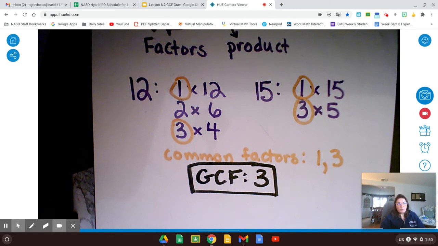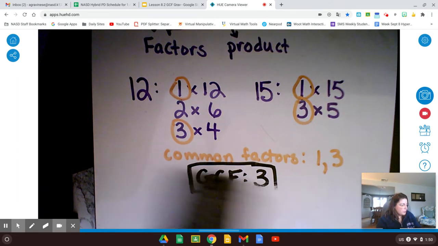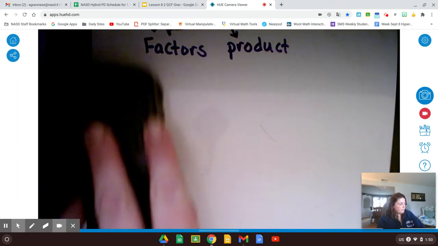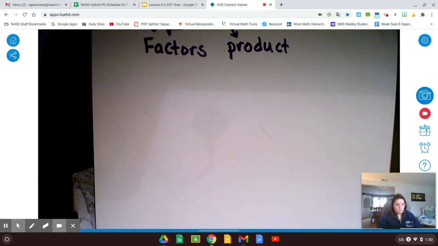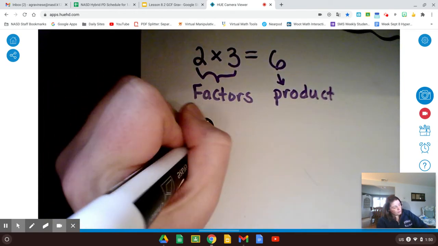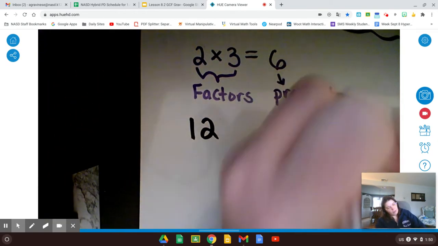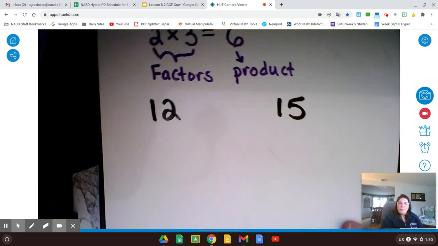Now there's another method to doing this, and it's using prime factorization, which we've done before. We've used prime factorization in, I think it was chapter 2. So we're going to do the same problem, but I'm showing you a different method. We're still finding the greatest common factor of 12 and 15, just a different method.